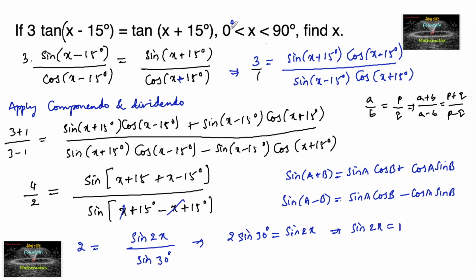And since x lies between 0 and 90 degrees, we can consider here sin 2x, which is equal to sin pi by 2. So 2x is equal to pi by 2, which implies x is equal to pi by 4. So we can consider the value x is equal to pi by 4 as the answer, right? Thank you.